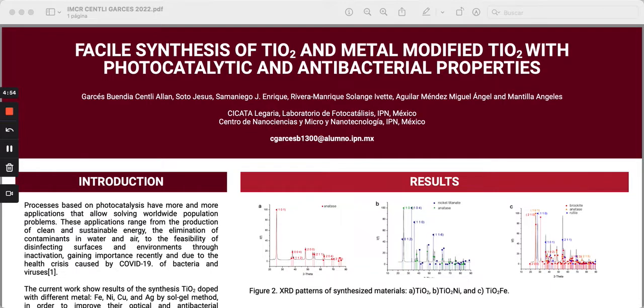Facile Synthesis of Titanium Dioxide and Metal-Modified Titanium Dioxide with Photocatalytic and Antibacterial Properties.